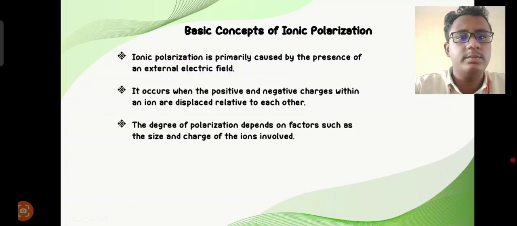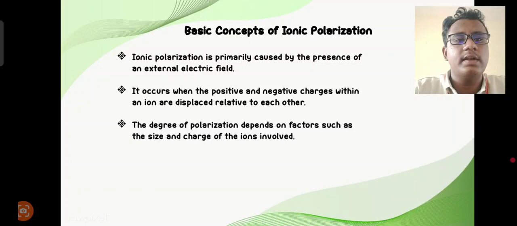Ionic polarization is primarily caused by the presence of an external electric field. It occurs when the positive and negative charges within an ion are displaced relative to each other. The degree of polarization depends on factors such as the size and charge of the ions involved.